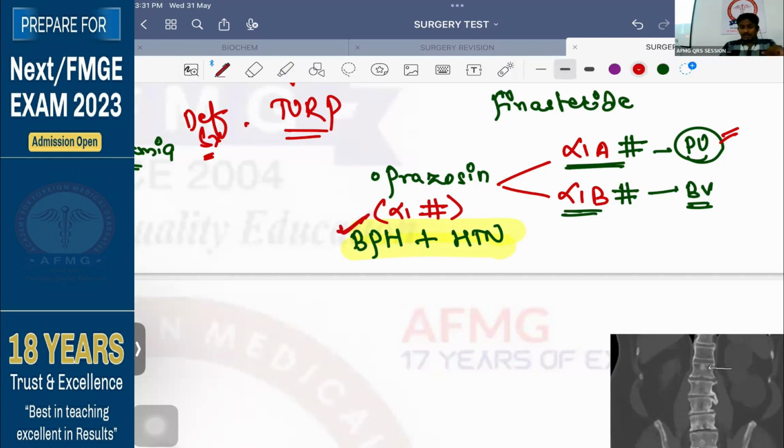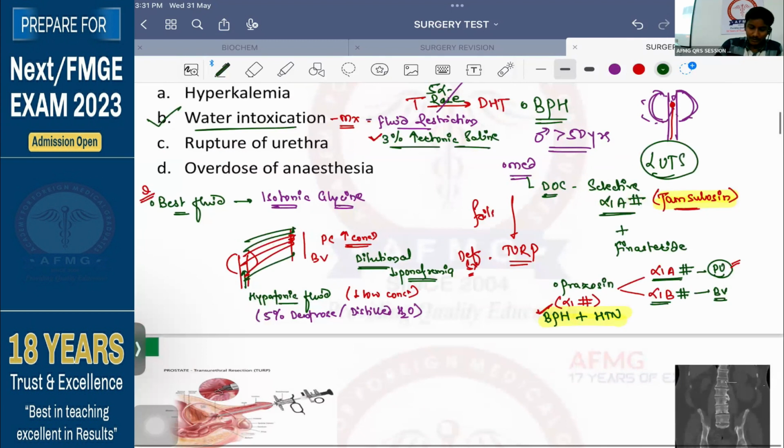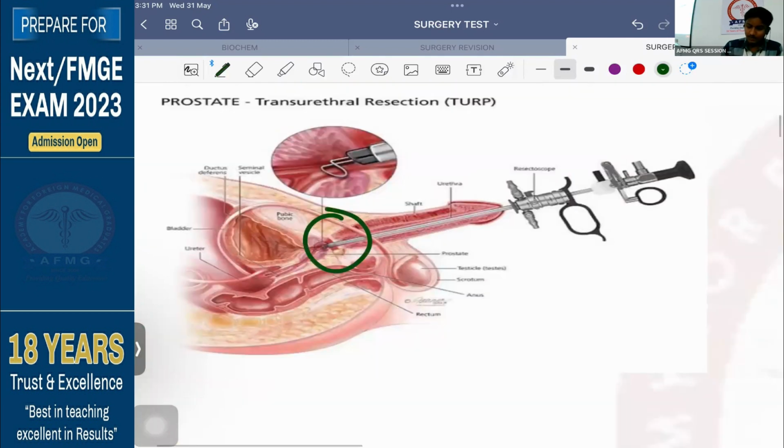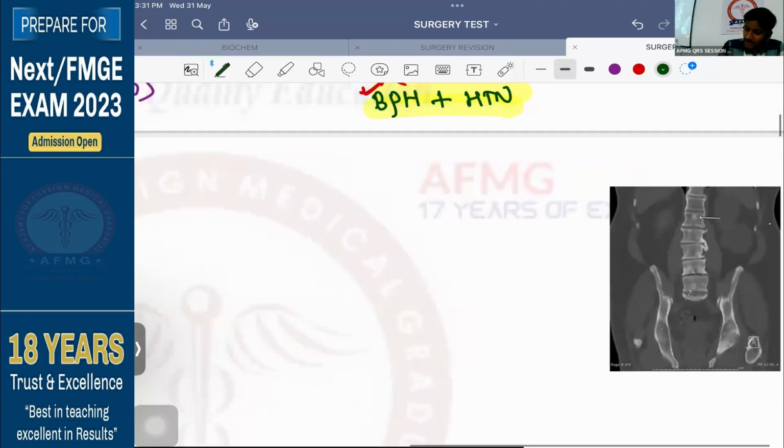ठीक है? चलो. Moving further now, this is what is a TURP. I've already told you TURP is, you know, definitely nowadays we do not use this resector or a microdebrider. Nowadays we only use a laser to decrease the size of the prostate. ठीक है? Definitely. What is this? Anybody?